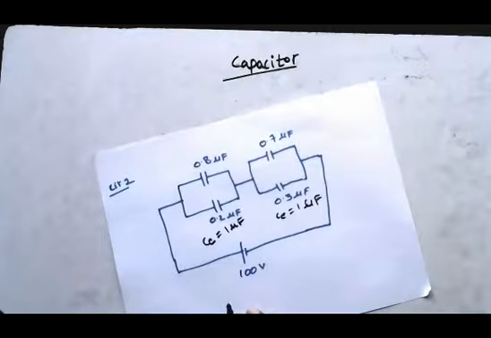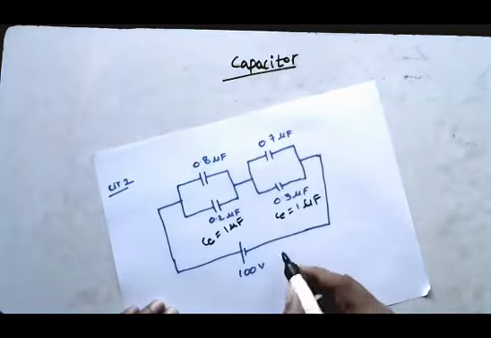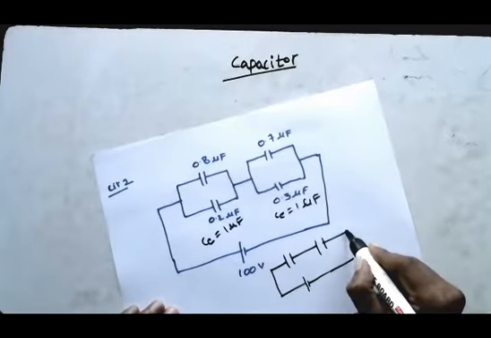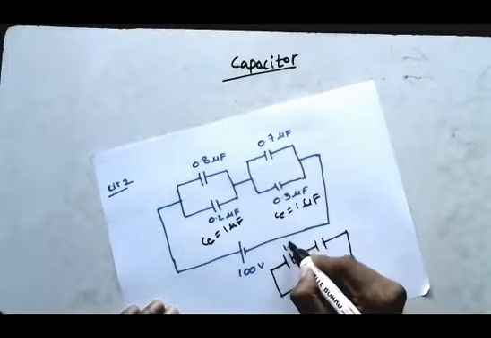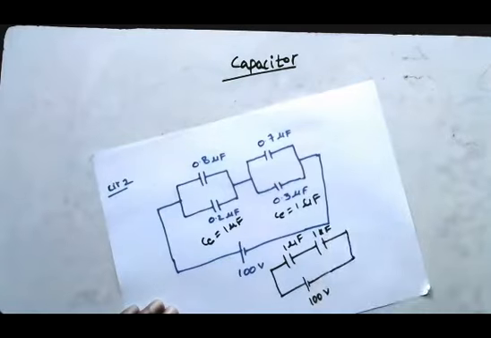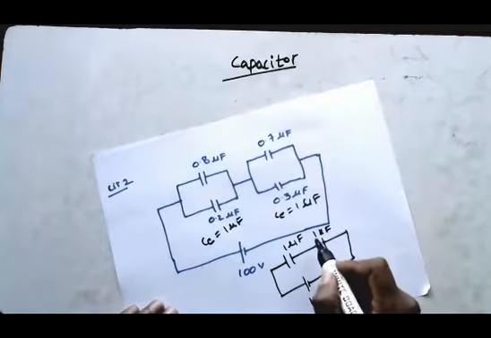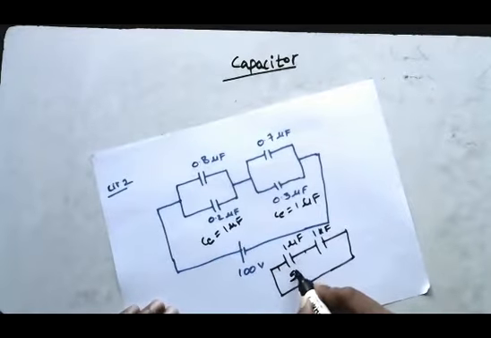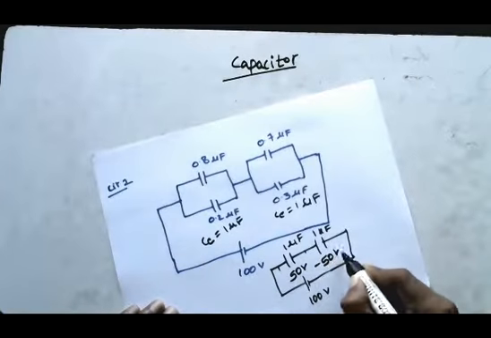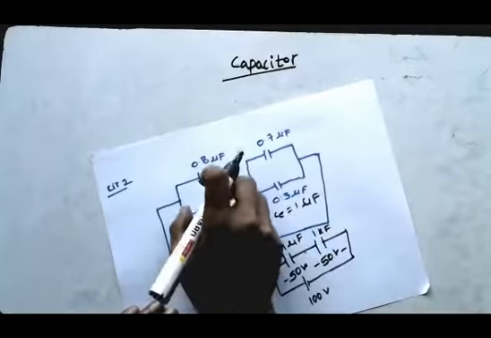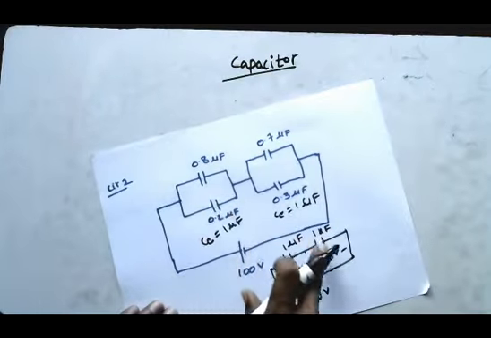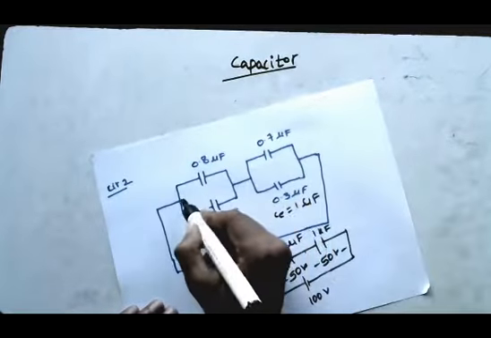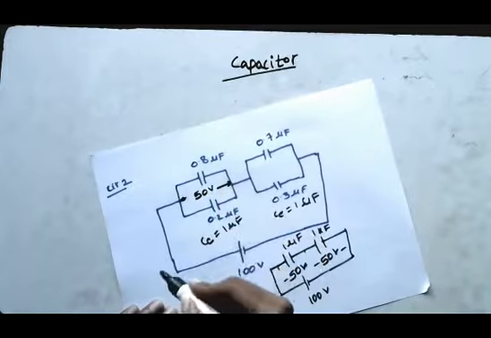Now these two branches are connected in series in this fashion: 100 volts, 1 microfarad here, 1 microfarad here. We see that the voltage is divided equally, so here you will get 50 volts and here 50 volts. Since in the original circuit these two are connected in parallel, an equal amount of voltage will appear, that is 50 volts. Here also we get 50 volts.